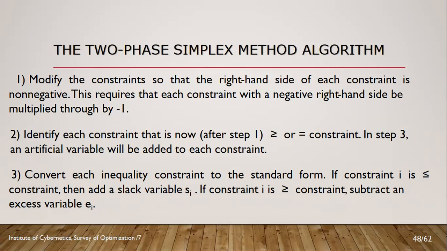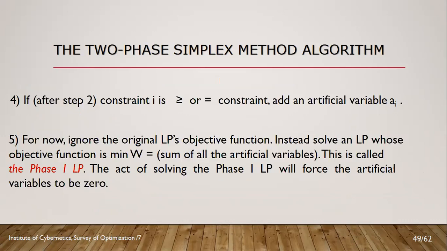If constraint i is a less than or equal type constraint, then add a slack variable s sub i. If constraint i is a greater than or equal constraint, then we subtract an excess variable e sub i. At step 4, if constraint i is a greater than or equal constraint, we add an artificial variable a sub i. For now, we ignore the original LP's objective function and instead solve an LP whose objective function is to minimize W, the sum of all the artificial variables. This is called the phase 1 LP.